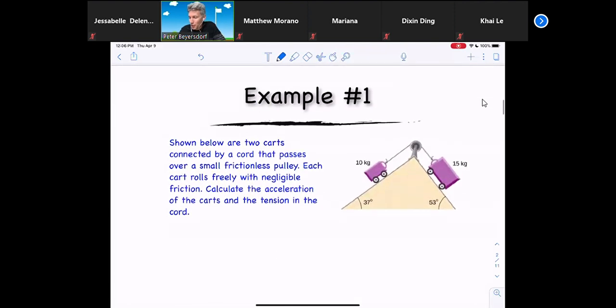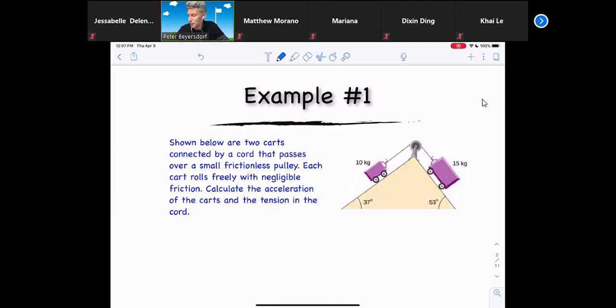So the first question, and all of these questions are available in the slides that I sent out earlier in the chat. They're also available on Canvas. But the first question is one involving two carts that are set up as shown. They're on two different hills, and they're attached by this string that goes over a pulley. And for this problem, there's no friction to deal with. So we have the carts released, and we want to figure out the tension in the rope and the acceleration of the carts.